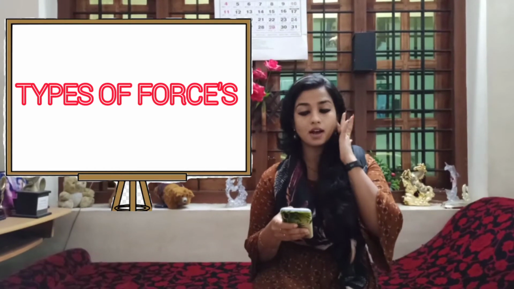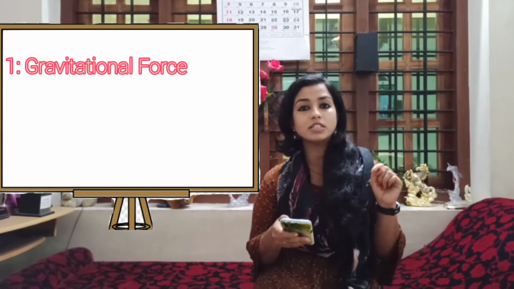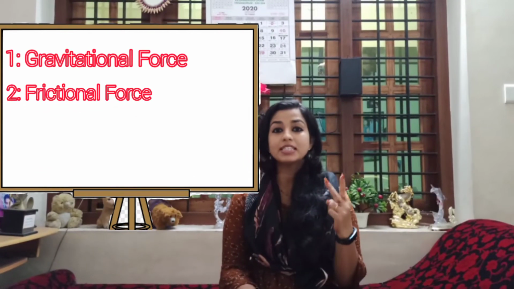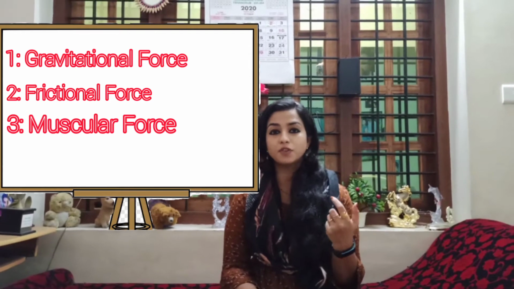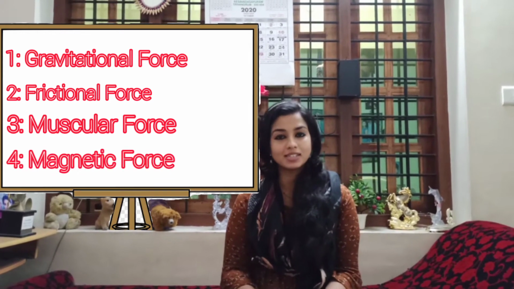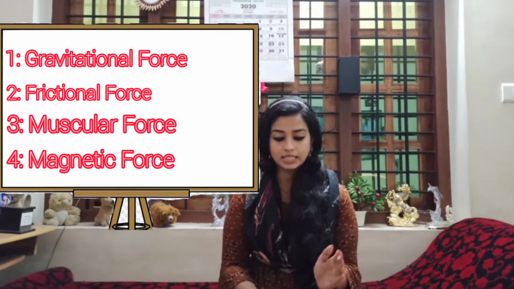So there are types of forces, like the first one gravitational force, the second one is frictional force, the third one is muscular force, and the fourth one is magnetic force. Now we can see these forces in detail. So first one, gravitational force. So now I will read the spelling of gravitational force. So what you want to do is just underline the term gravitational force using a pencil.